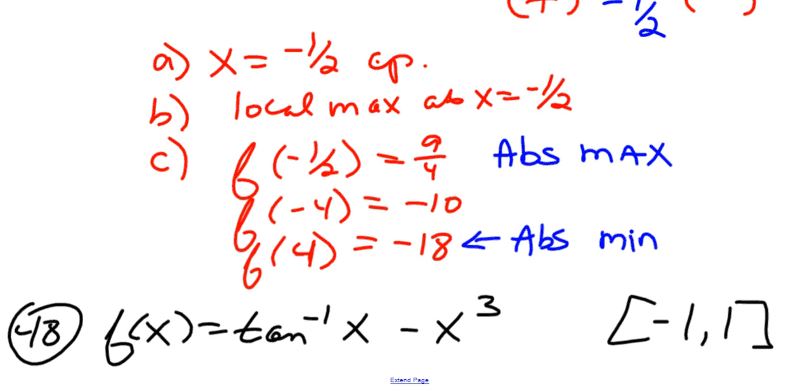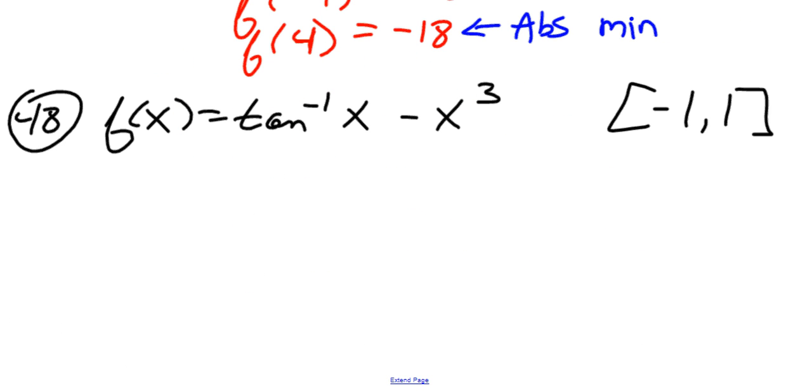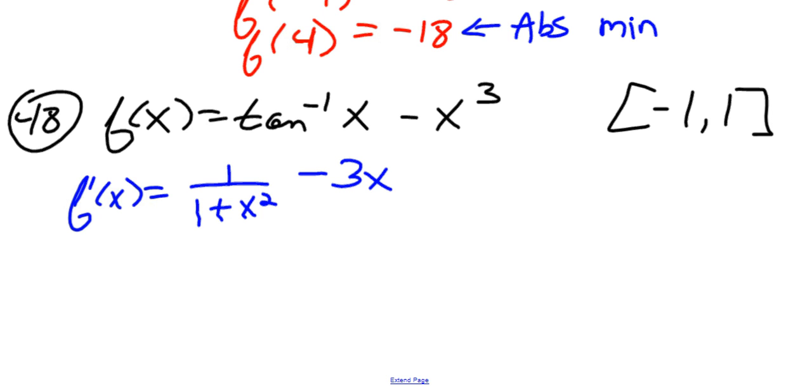Then I have another example I want to go ahead and walk through because it has tangent in it. This is number 48, and we're going to go on the closed interval from -1 to 1. And then from here, I want to go ahead and take the derivative. And the derivative of my inverse tangent and my derivative of x cubed. And I'm going to set this derivative equal to 0 and solve.